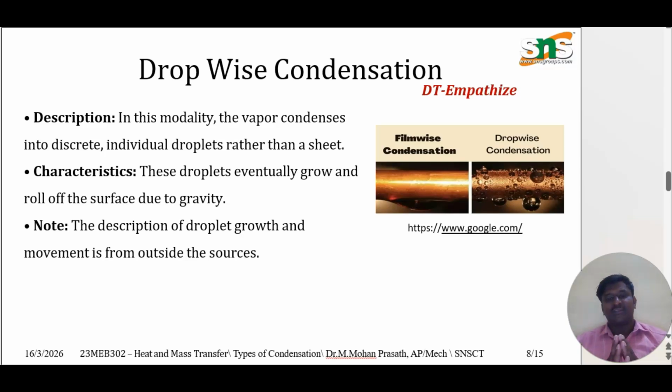Next is drop-based condensation. Drop-based condensation is completely different from film-based condensation. In this modality, the vapor condenses into discrete individual droplets rather than a sheet or thin layer. These droplets eventually grow or roll off the surface due to gravity. It is clearly explained in the diagram. In film-based condensation, a layer is formed, but in drop-based condensation, there are droplets on the surface which may grow or roll off the surface due to gravity.